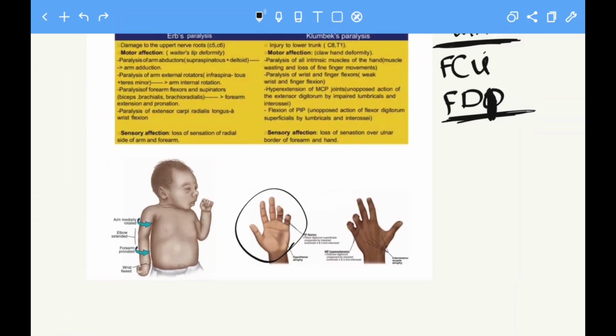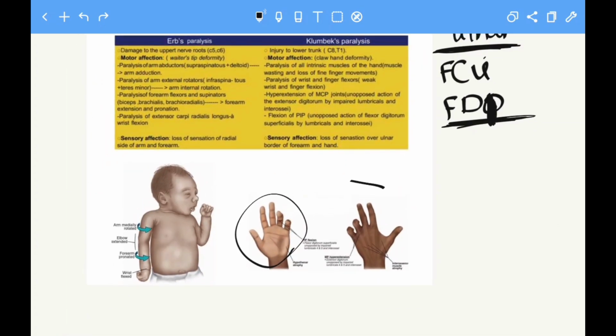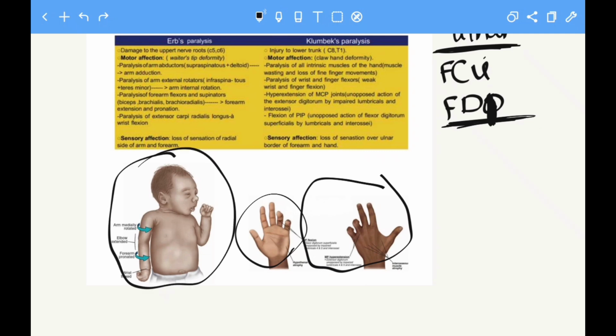Okay, this is the claw hand deformity, and this is Klumpke's palsy. And at this time we end our lecture.